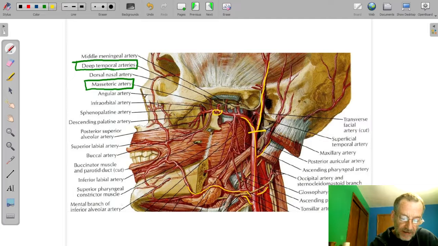What else do we have? Here is the inferior alveolar, which was part of the first part. Goes into the canal, supplies the teeth. Better views later. Yeah, so we've done the first part and the second part, and then we're going to do the third part.